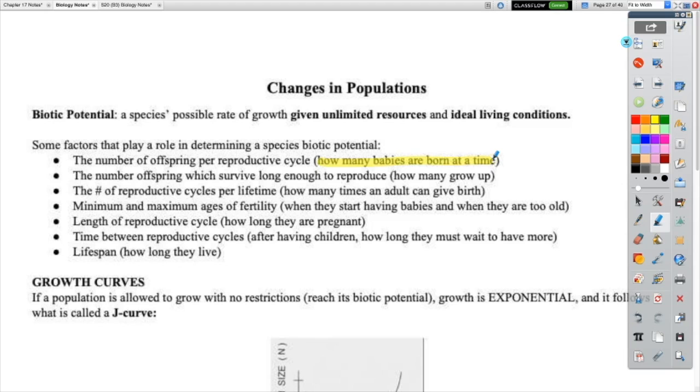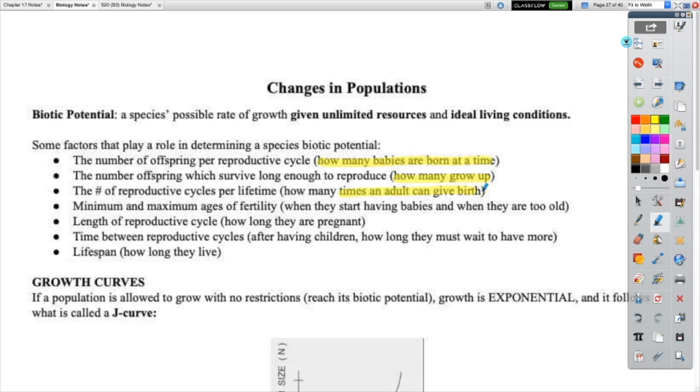All right, the number of offspring which survive long enough to reproduce. In other words, how many grow up and then have their own babies. So this is one where humans are actually pretty good, at least nowadays, right? Most human children will survive to adulthood and usually reproduce, not always. Okay, the number of reproductive cycles per lifetime. So just how many times an adult can give birth. If you can do that a lot in your life, you can have a lot of babies and your population can grow. If you can't, not so much.